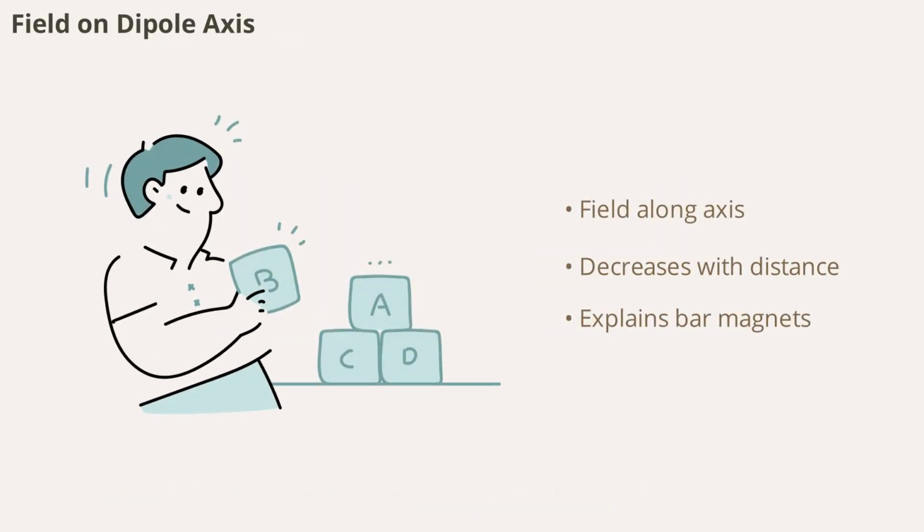Find the magnetic field on the axis of a magnetic dipole. We use the formula B equals mu naught over 4 pi times 2m over r cubed, where m is the dipole moment and r is the distance from the center. This field points along the axis of the dipole and decreases rapidly with distance. Understanding this helps explain the behavior of bar magnets and the Earth's magnetic field.